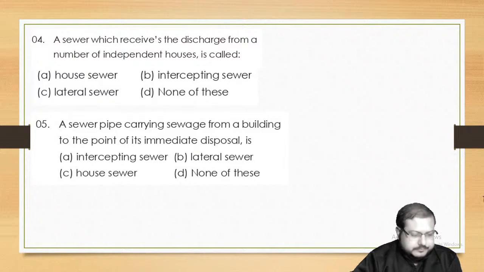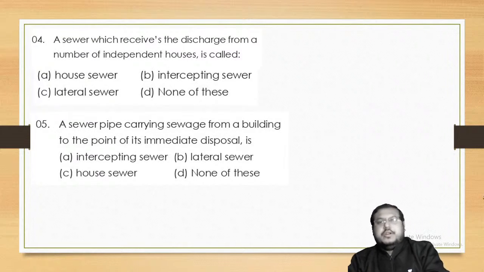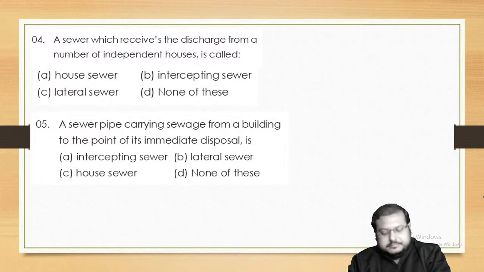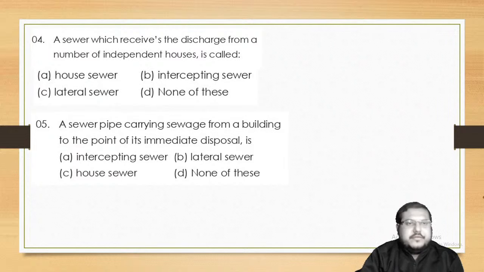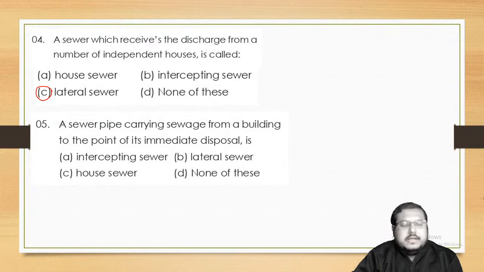Next, question number 4. A sewer which receives the discharge from a number of independent houses is called as. Four options are provided: house sewer, intercepting sewer, lateral sewer, none of these. It will be lateral sewer. A sewer which receives the discharge from a number of independent houses is called a lateral sewer.